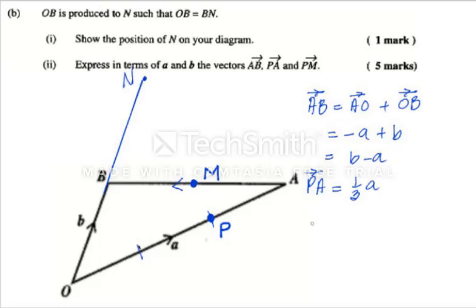And then lastly, we need PM. PM, triangular vectors. To get from P to M, we're going to go from P to A and then from A to M. So PM would be equal to PA plus AM. And this is the triangle law of vectors.